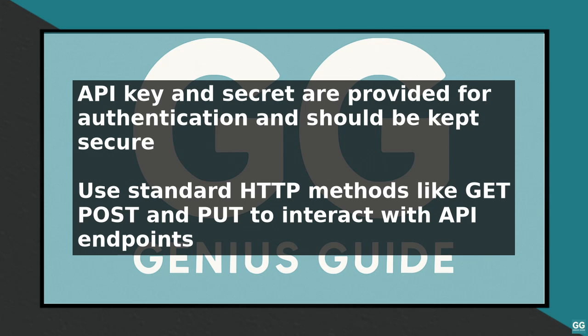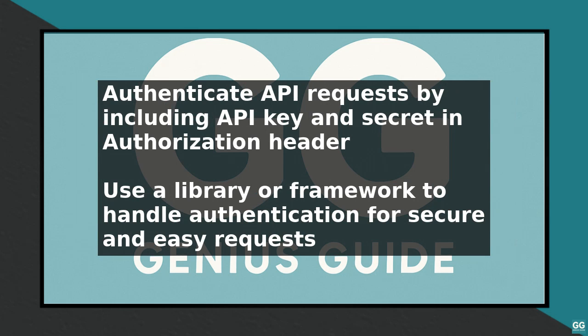One of the key concepts of the Revolut Business API is webhooks. Webhooks allow you to receive real-time notifications when certain events occur, such as when a payment is made or a new transaction is added. To set up a webhook, you need to provide a callback URL that the API will send the notifications to. You can then use these notifications to update your application in real time.